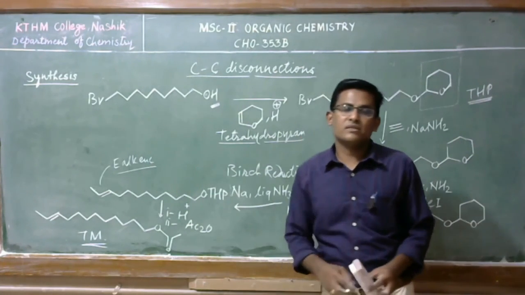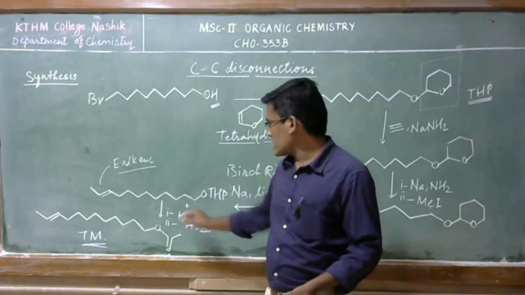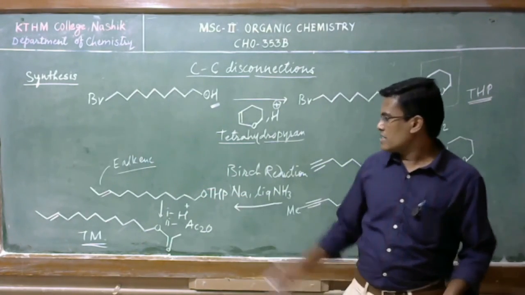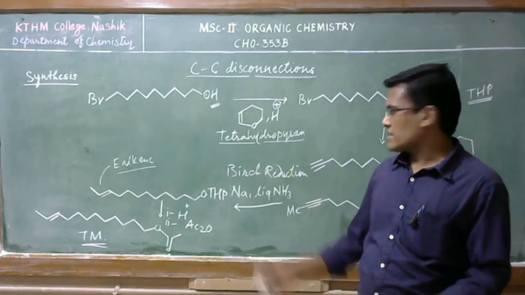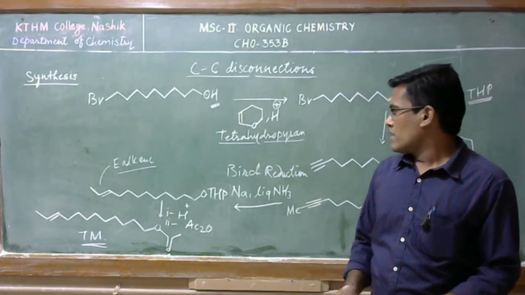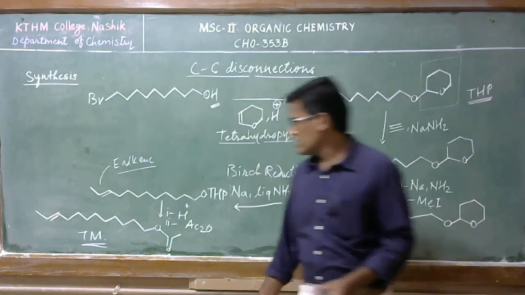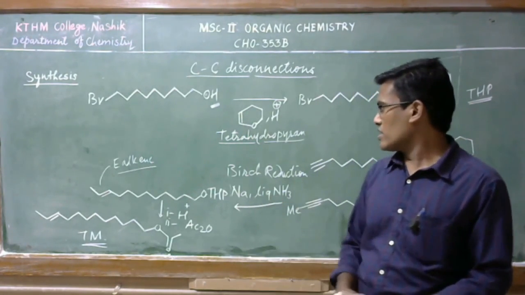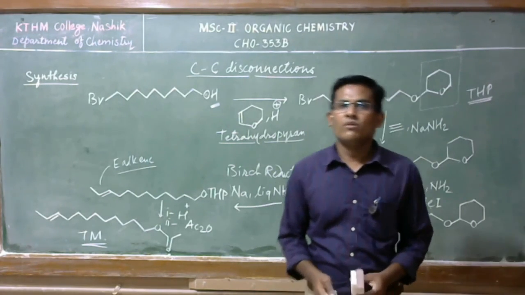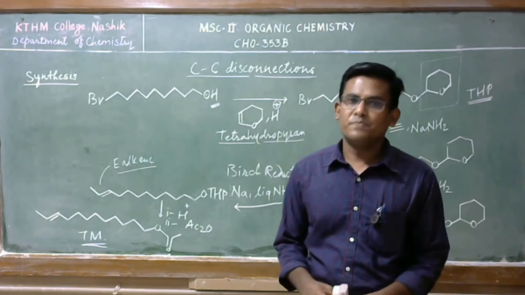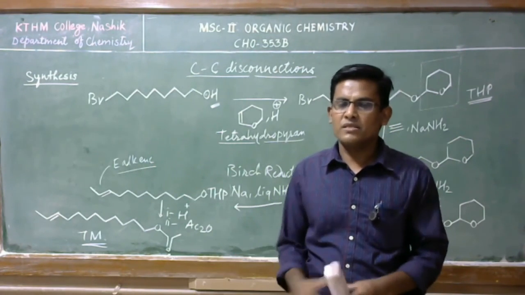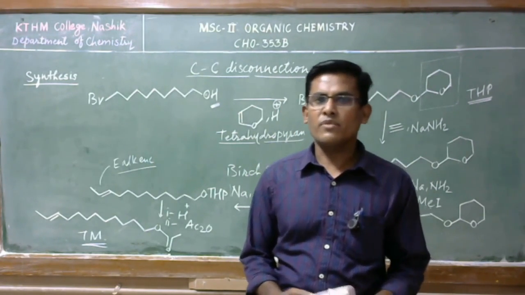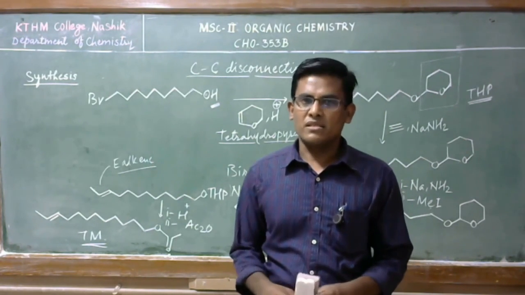Now we need to deprotect this THP group. With the help of this acid catalyst, we can deprotect it so as to get this alcohol, and this alcohol can be treated with acetic anhydride to give this ester functionality over here. In this way we can get our target molecule. So this is how we can apply this alkyne chemistry to this particular target molecule. In the next lecture we will see a more interesting problem which involves carbon-carbon bond disconnections. Thank you.